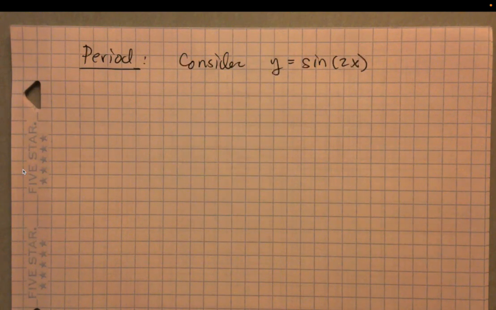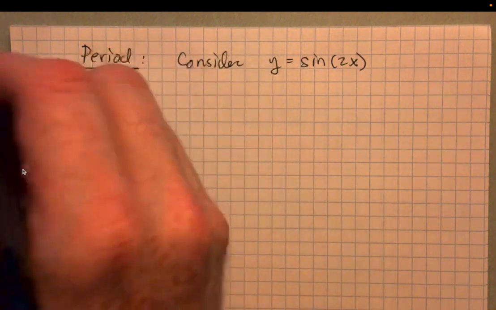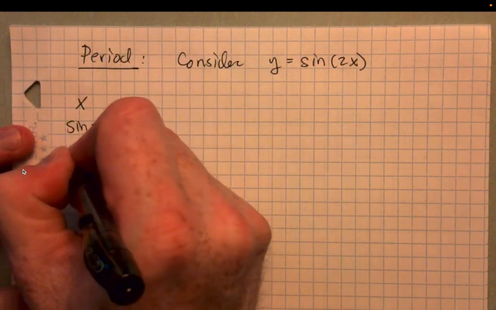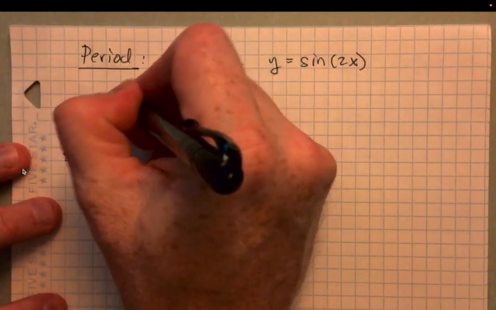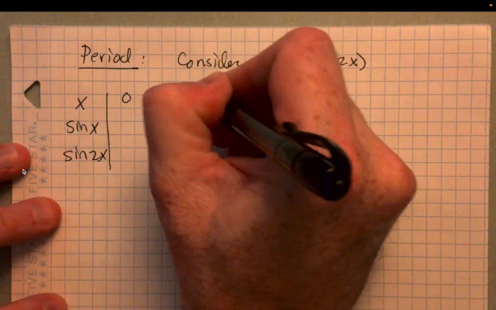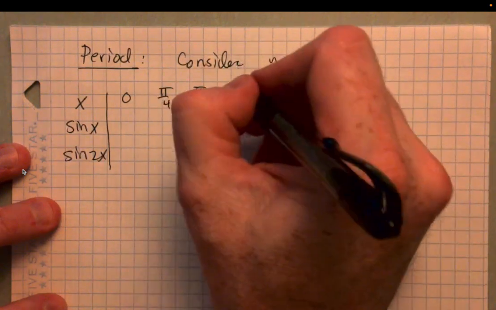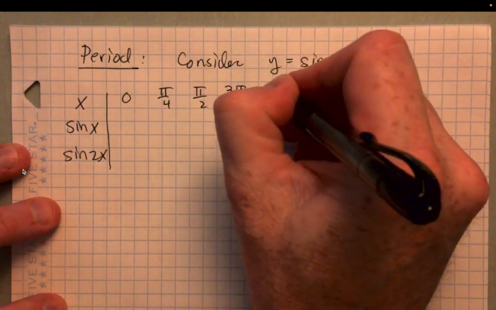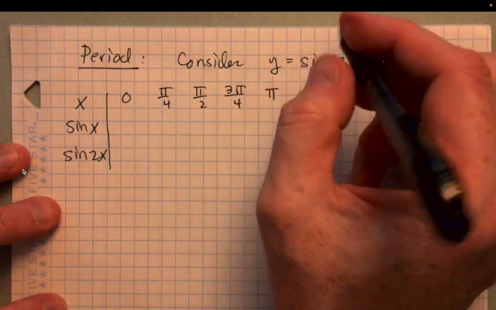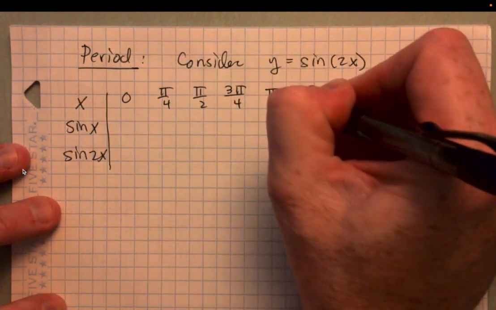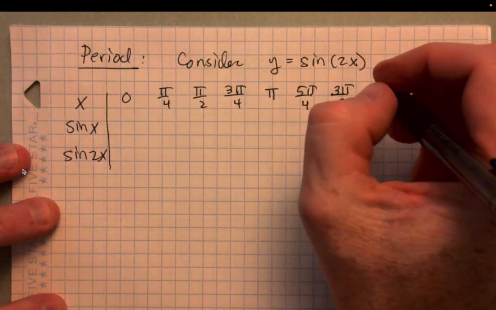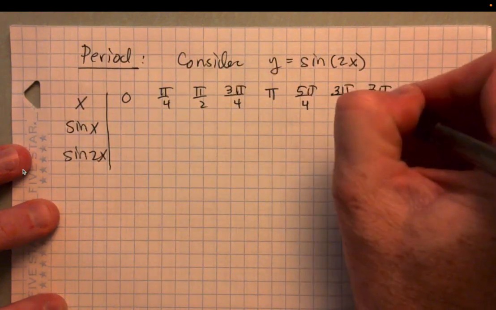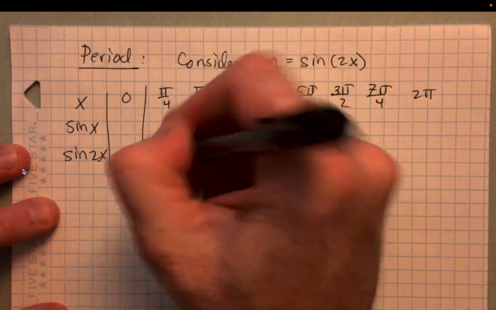Let's plug in some values here. I'm going to have my x, and then a sine of x and a sine of 2x. We want to be able to compare these directly. So let's put in some values: 0, pi over 4, pi over 2, 3 pi over 4, pi, 5 pi over 4, 3 pi over 2, 7 pi over 4, and 2 pi. So a lot of values here.